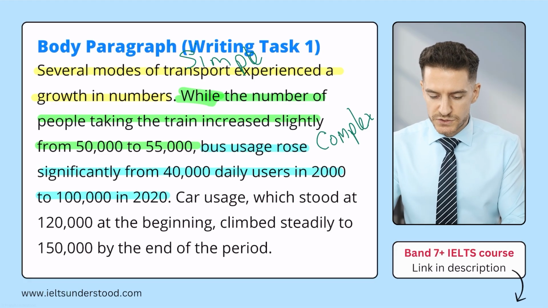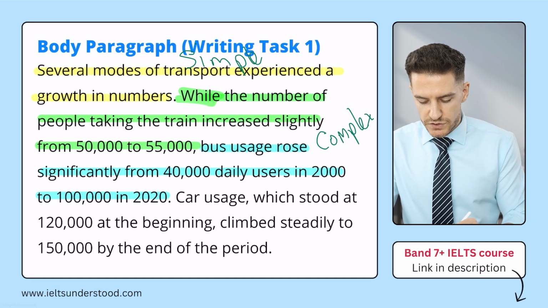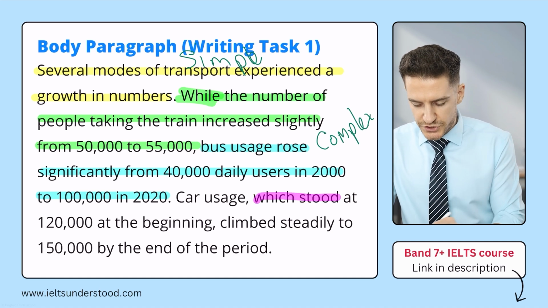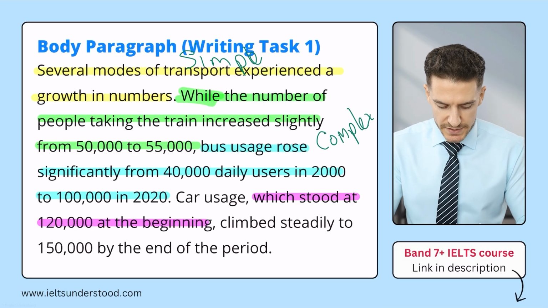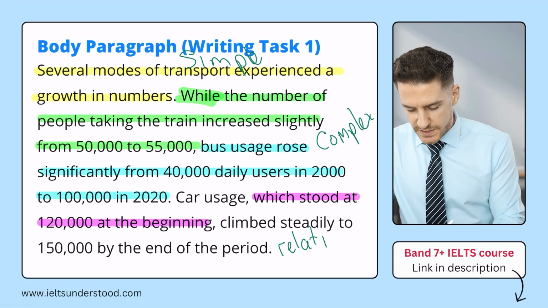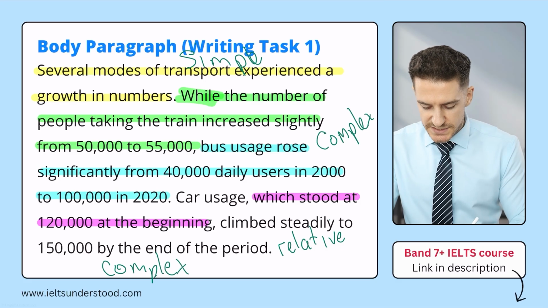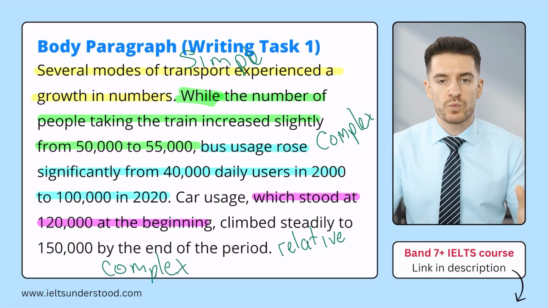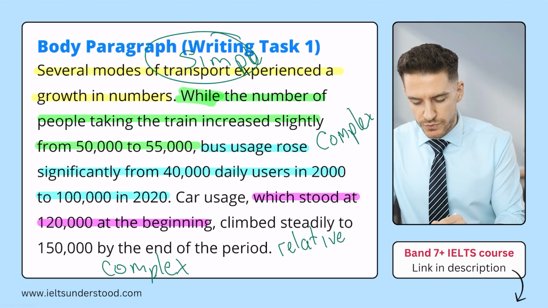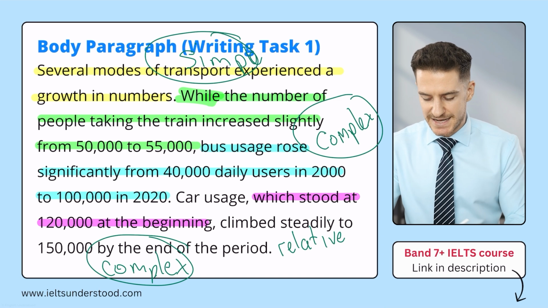Now let's go on to the next one. It says car usage, which stood at 120,000 at the beginning, climbed steadily to 150,000 by the end of the period. So if you look at this here, where it says which stood at 120,000 in the beginning, well, this is called a relative clause. Now, this type of sentence here is also a complex sentence, but as you can see, it's got a slightly different structure from the one before it. So look what we got. We got a simple sentence here, a complex sentence here, and then a complex sentence here as well.